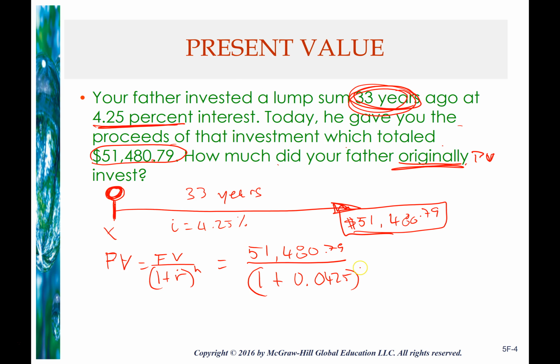All right, so if you don't get any indicators as to how many periods, you're assuming that the payment was done annually, right? So if you compute that, the present value is simply the future value over 1 plus your interest rate to the n power. If you compute that, your father put in $13,035.75.